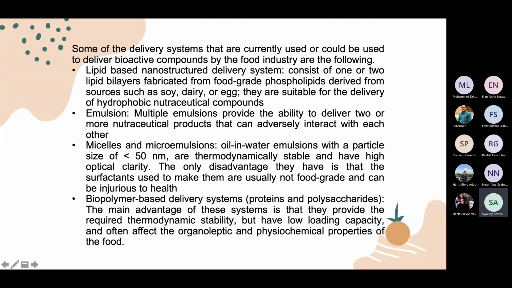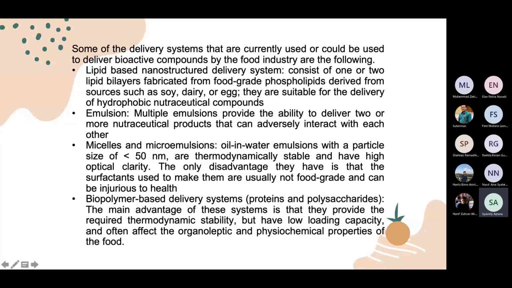Next is emulsion. Multiple emulsions provide the ability to deliver two or more nutraceuticals products that can adversely interact with each other. Next is micelles and microemulsions. Oil and water emulsions with a particle size below 50 nanometers are thermodynamically stable and have high optical clarity. The only disadvantages they have is that the surfactants used to make them are usually not food grade and can be dangerous or injurious to health.